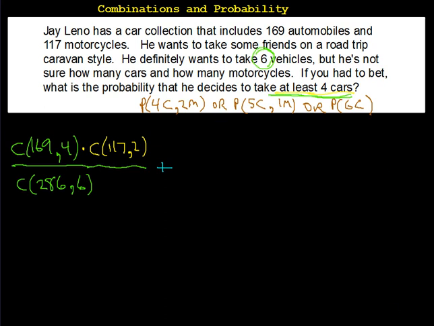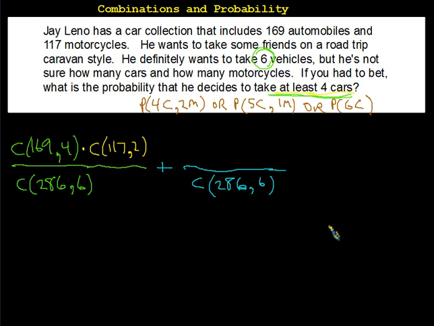So let's add the next fraction on. The good news is the next fraction has the same denominator. In this first fraction, we want to know the probability of choosing 4 cars and 2 motorcycles, but we're still choosing 6 vehicles from 286. So the same is true here. We're choosing from the 286 vehicles, we're choosing 6. That's the total number of outcomes regardless of what we get, cars and motorcycles.